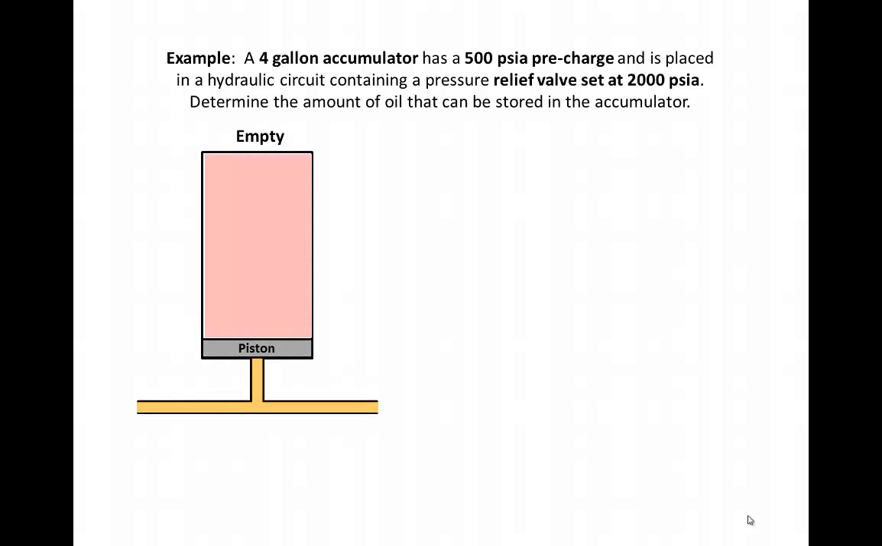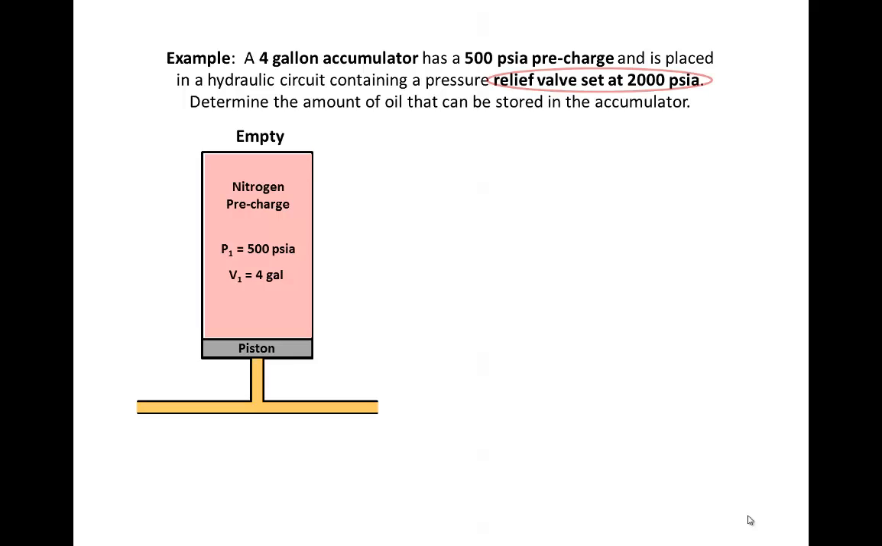So here's an example. A 4-gallon accumulator has a 500 psi pre-charge pressure. Notice I'm giving it in absolute pressure. And it's placed in a hydraulic circuit containing a pressure relief valve that's set at 2000 psi, an absolute pressure. This problem asks us to determine the amount of oil that can be stored in that accumulator. So here's our empty accumulator, and the problem says it's 4 gallons, so the total volume is 4 gallons. And the problem also states that it is pre-charged with 500 psi of nitrogen.